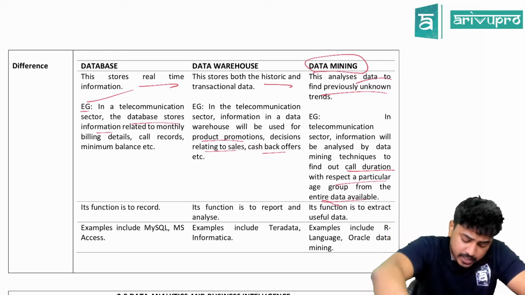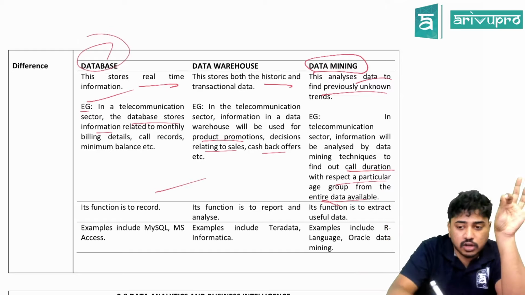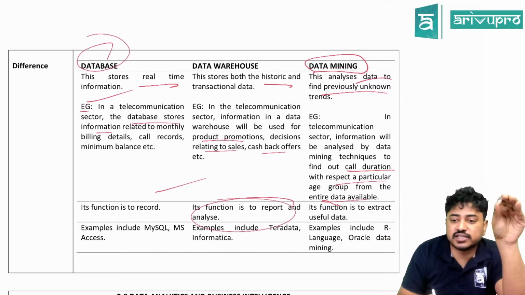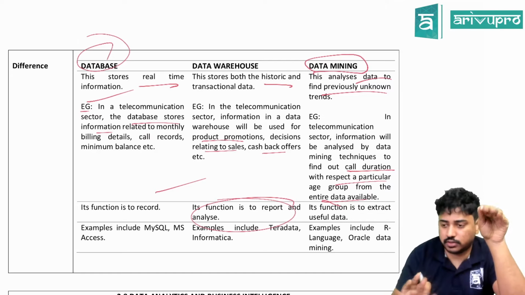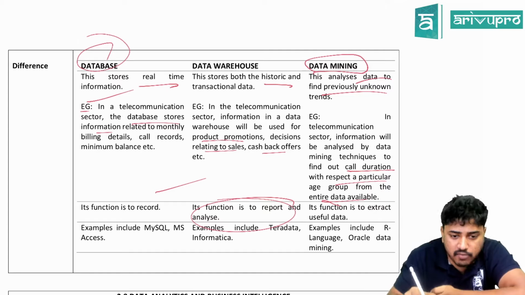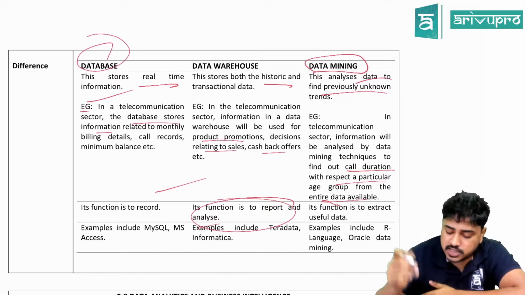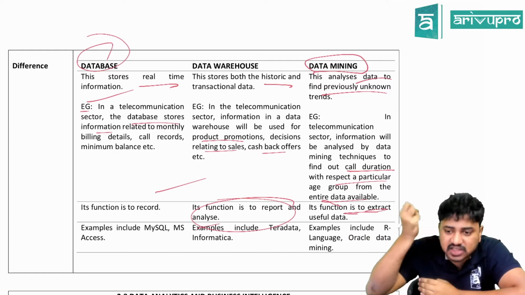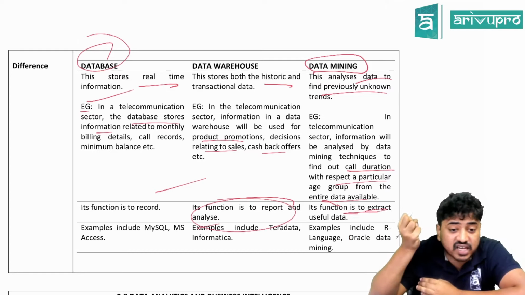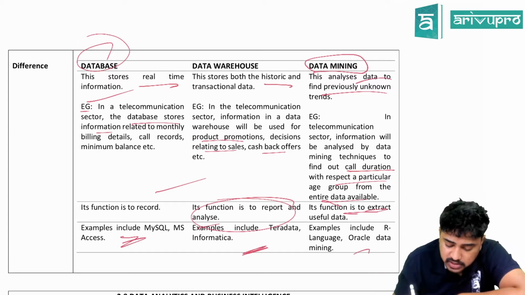The database function is to record. Here the function is to store. The better phrase would be to store and use for analysis. Here it is to analyze and extract useful information. These are the tools used.